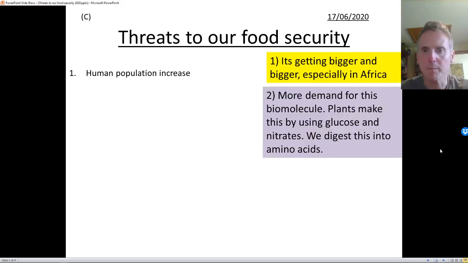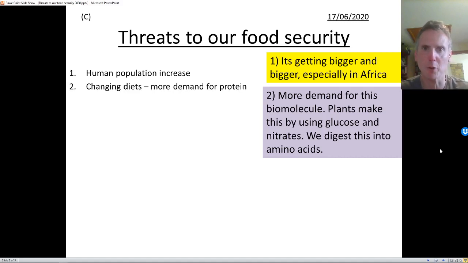Number two, there's more demand for this biomolecule. Plants make this by using glucose and nitrates. We then digest this into amino acids. So what molecule am I talking about? Hopefully you got it. Yeah, there's changing diets.